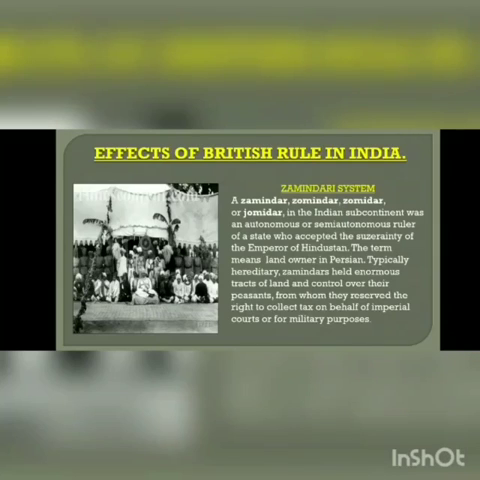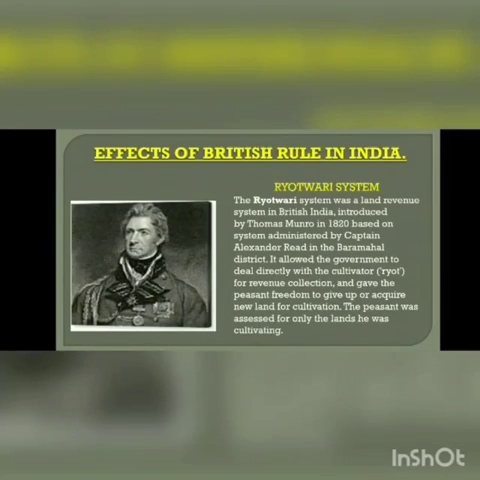Ryotwari system. The Ryotwari system was a land revenue system in British India, introduced by Thomas Munro in 1820, based on a system administered by Captain Alexander Reid in the Baramahal district. It allowed the government to deal directly with the cultivator, the ryot, for revenue collection and gave the peasant freedom to give up or acquire new land for cultivation. The peasant was assessed for only the lands he was cultivating.